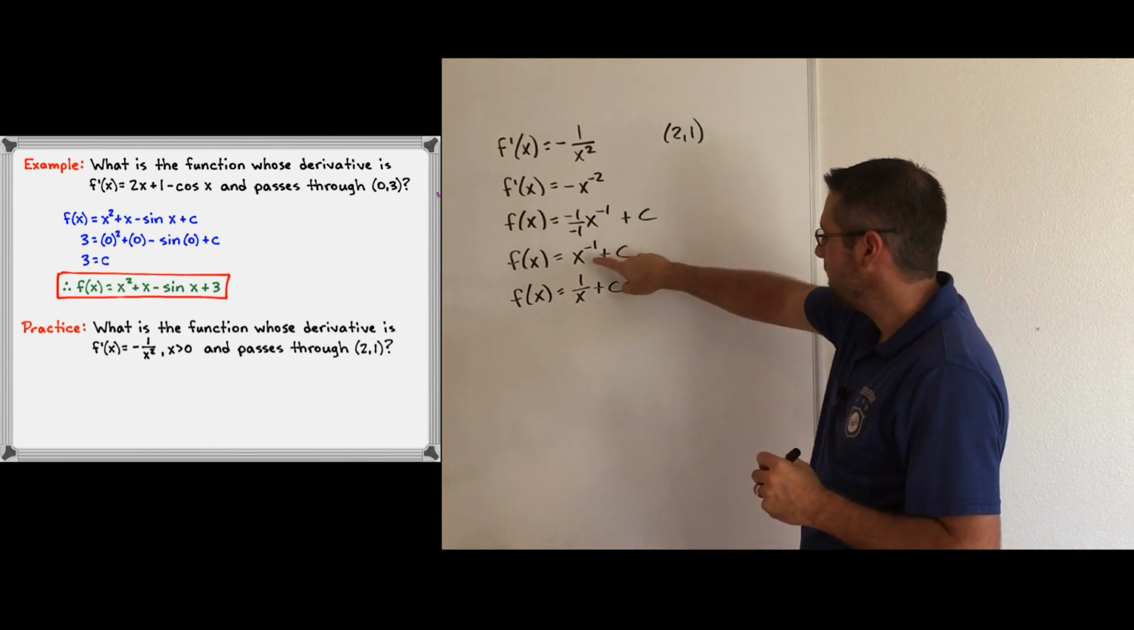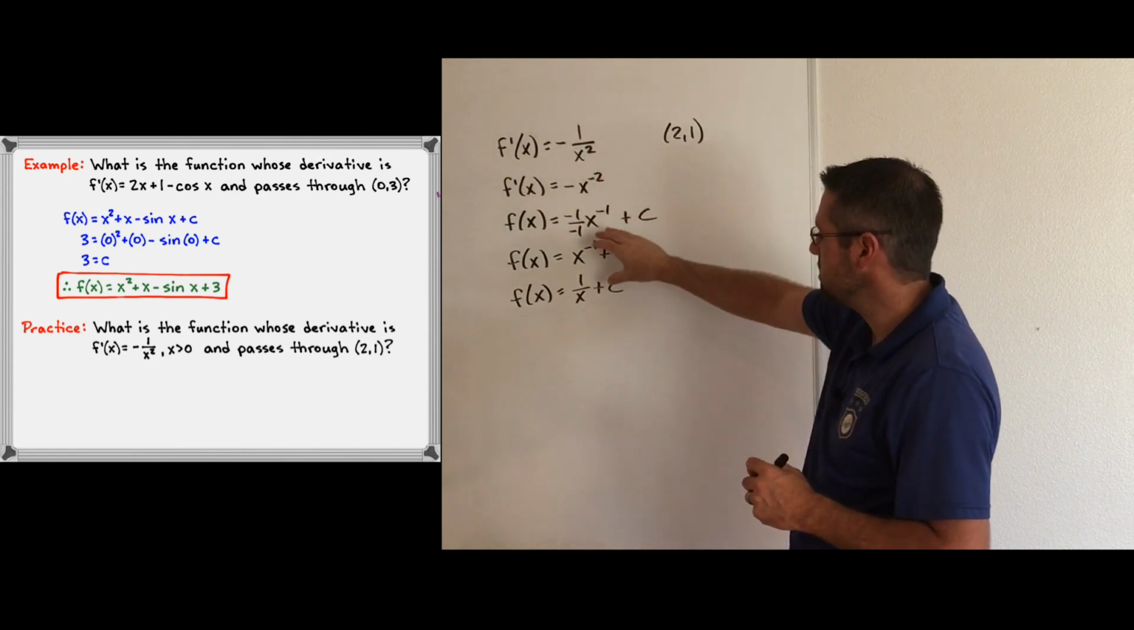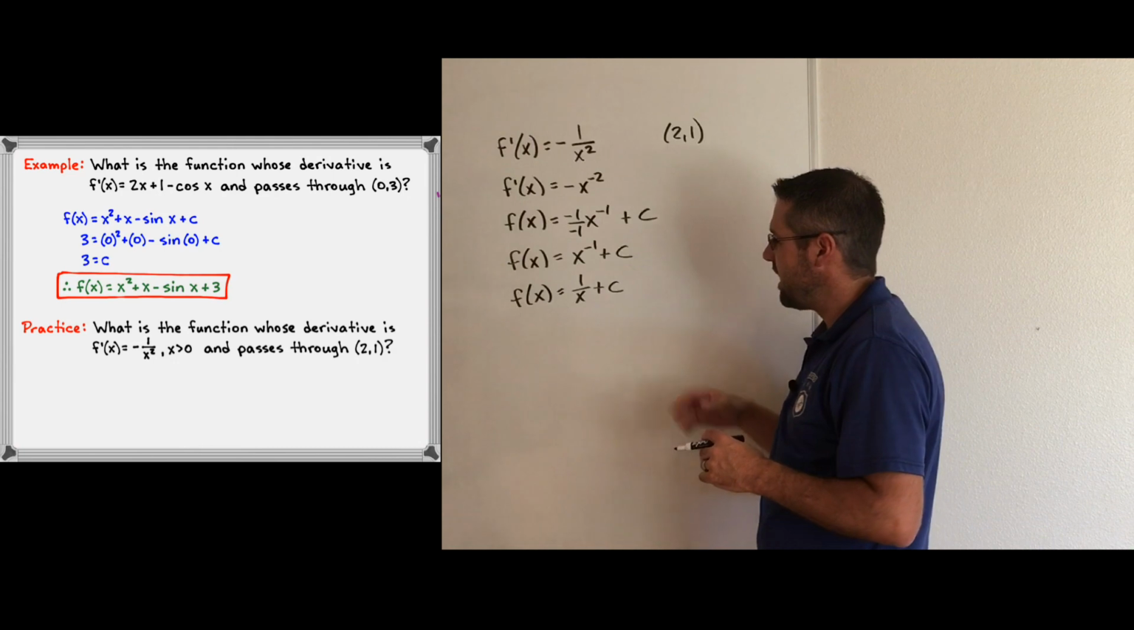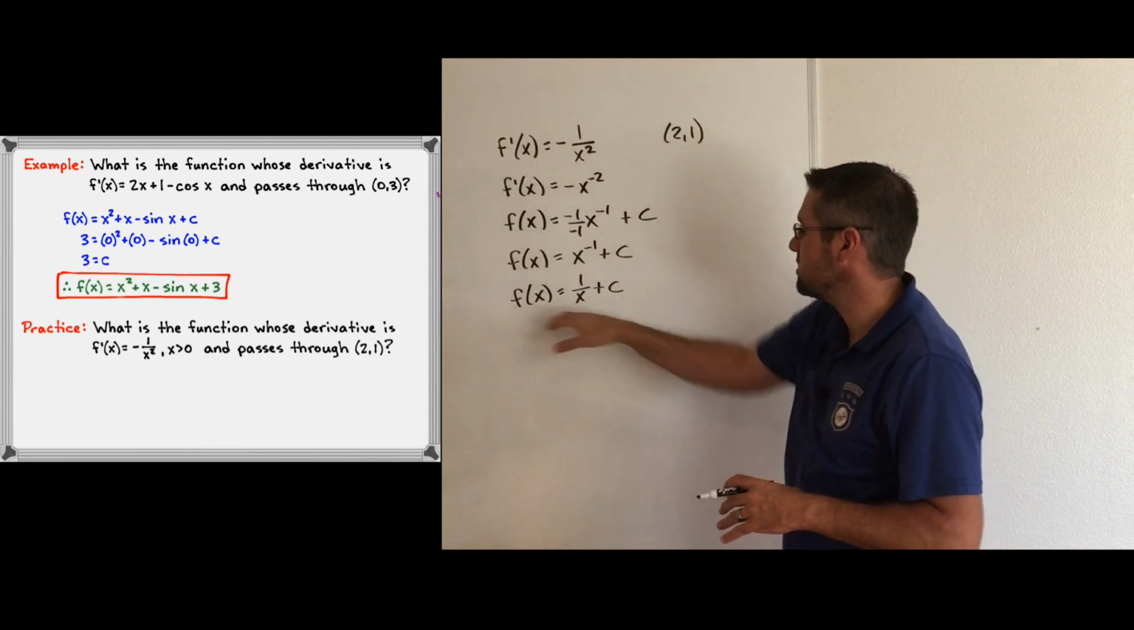With that said, we're going to take the derivative of this to make sure it matches this. In fact, it does, using the power rule. So now we need to actually figure out what c is. We're going to take this coordinate and plug it into our x and y values.